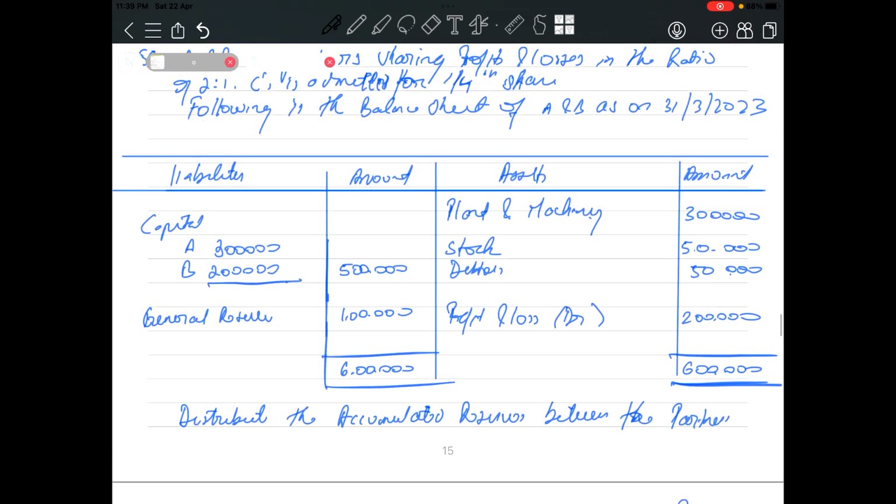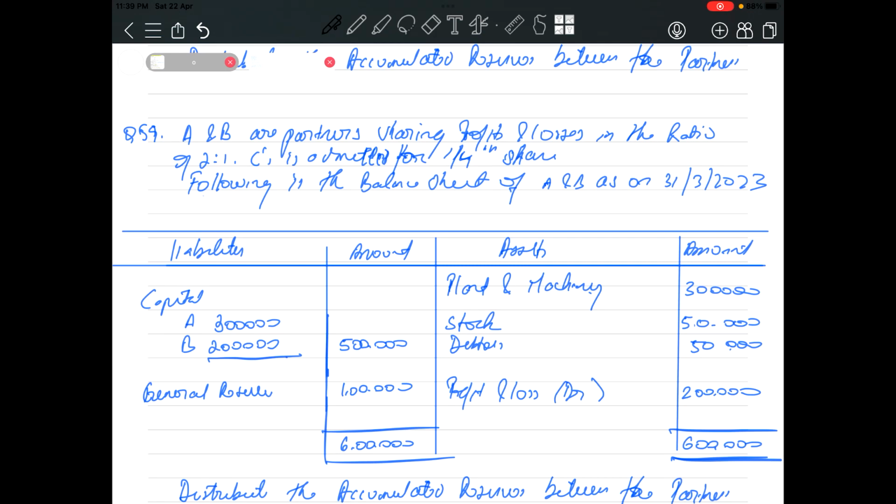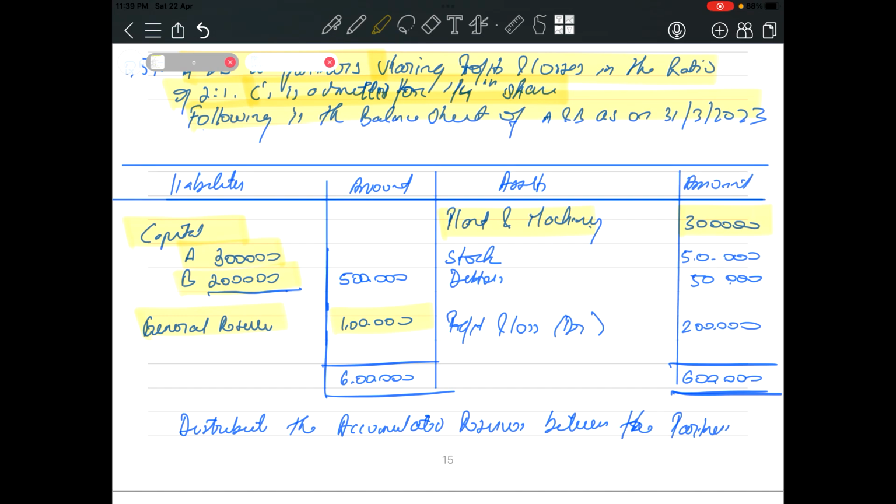Now let's come to 59. This is also on distribution of reserves. Let's read the question. A and B are partners sharing profits and losses in the ratio of 2:1. C is admitted for 1/4 share. Following is the balance sheet of A and B as on 31st March 2023. Capital is given for A and B. General reserve is given of 1 lakh. Plant and machinery is 3 lakhs. Stock is 50, debtors is 50. Profit and loss debit is 2 lakh.